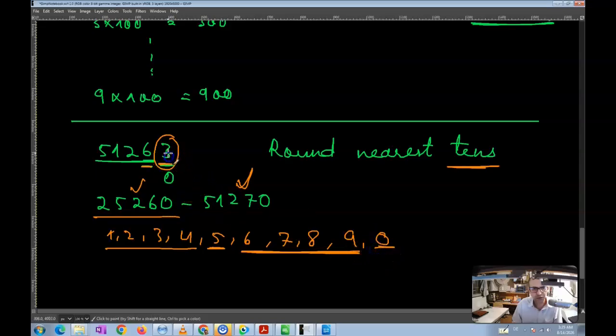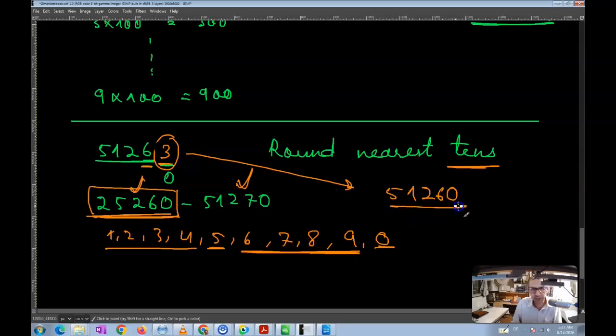And if you have a 0 over here, if this was actually a 0, then what that means is that you're exactly at this number, right? So based on the digits that you have, since this digit was actually a 3, that means you're much closer to this number over here, and then you would write the rounded version as 51,260, and that's your number, right?